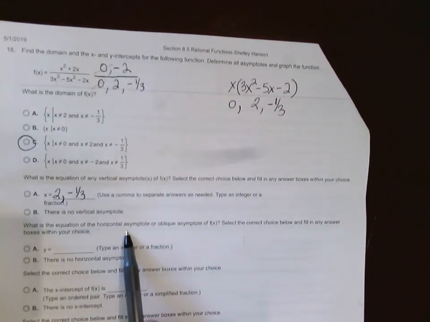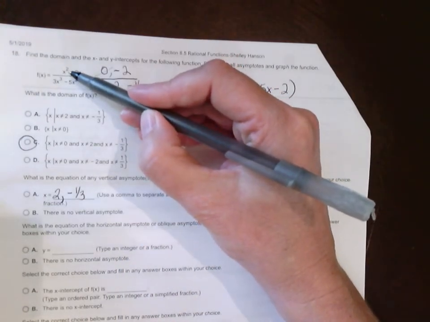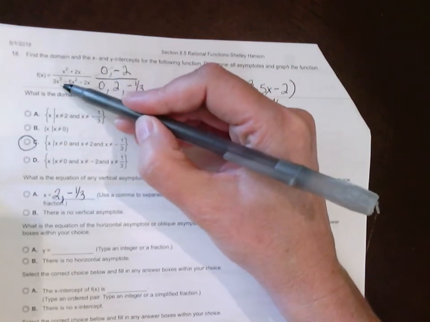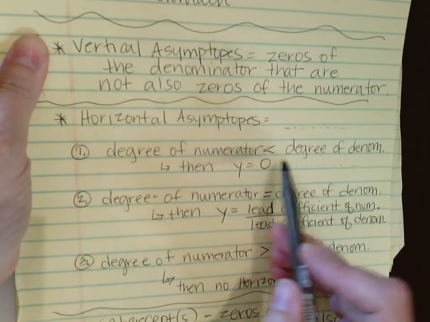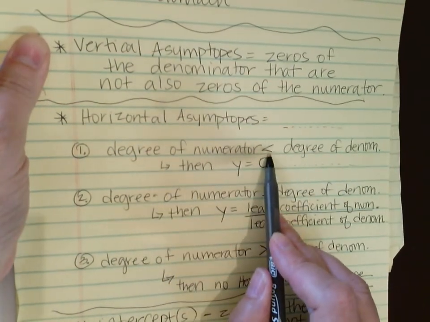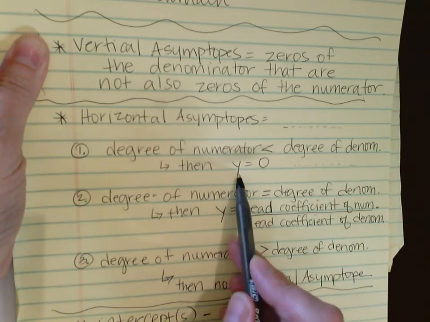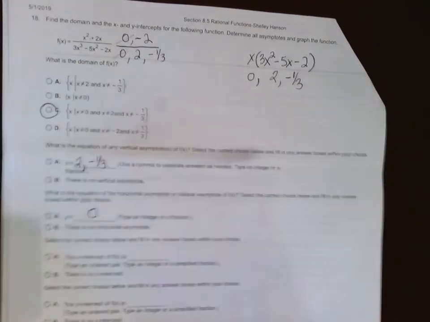Horizontal asymptotes. Let's see. The degree of the numerator is 2. The degree of the denominator is 3, which means the numerator is less than the denominator. And if you look at your horizontal asymptote chart, if the degree of the numerator is less than the degree of the denominator, then the horizontal asymptote is going to be at y equals 0. So the horizontal asymptote is at y equals 0.